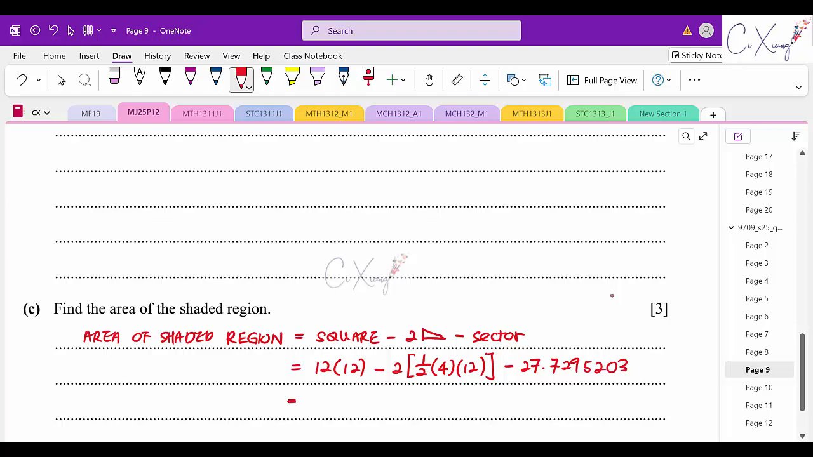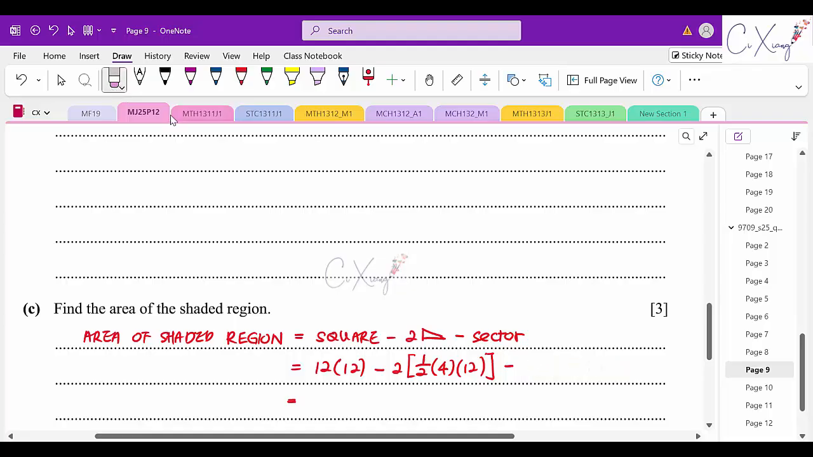Okay, then try to simplify it. Oh, sorry, not correct, right? Because just now we are getting the perimeter of the sector of the shaded area, but we are not getting the area of a sector. So sorry, I made a careless mistake here. Sorry. Right. So now let's come back to this sector.